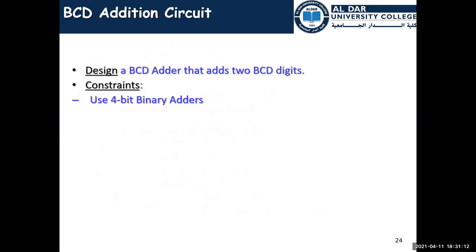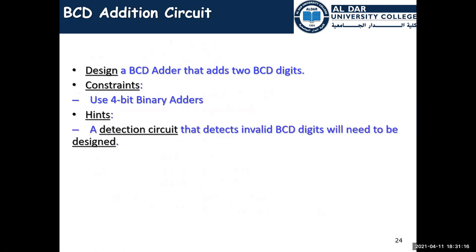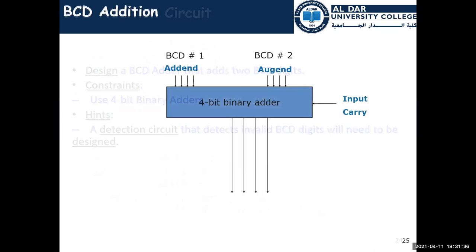Okay, how to design the BCD adder that adds two BCD digits? This is a difficult question. You have to concentrate with me because this circuit contains some kind of logic, so it needs some concentration. An addition circuit that detects invalid BCD digits will need to be designed, because we have that invalid range. We have to have a circuit that detects whether the result is in the invalid range or not.